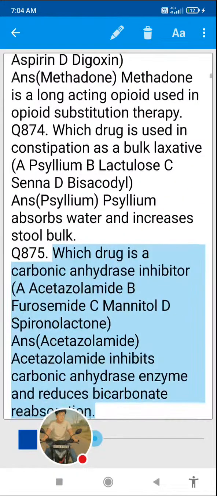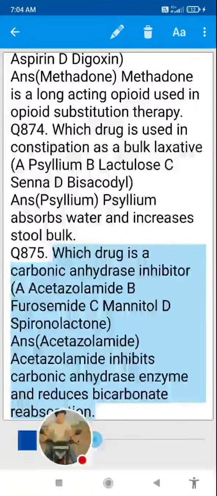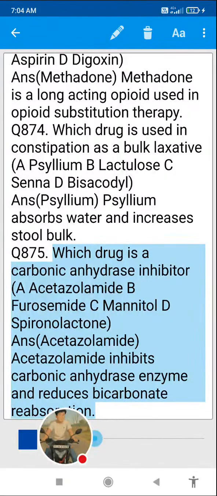Q875. Which drug is a carbonic anhydrase inhibitor? A. Acetazolamide. B. Furosemide. C. Mannitol. D. Spironolactone. Ans. Acetazolamide. Acetazolamide inhibits carbonic anhydrase enzyme and reduces bicarbonate reabsorption.